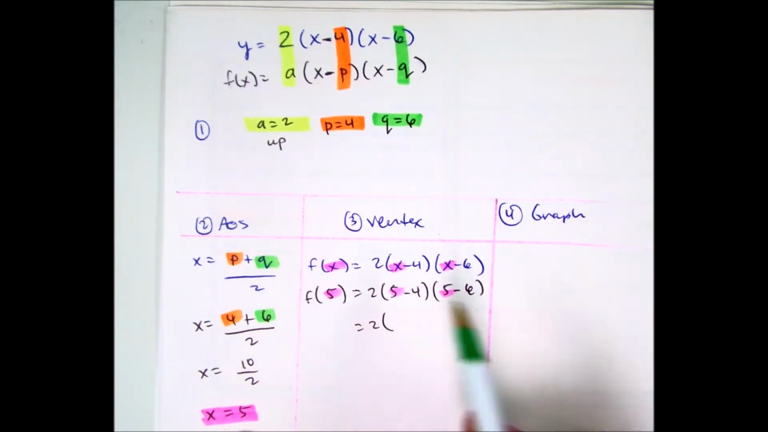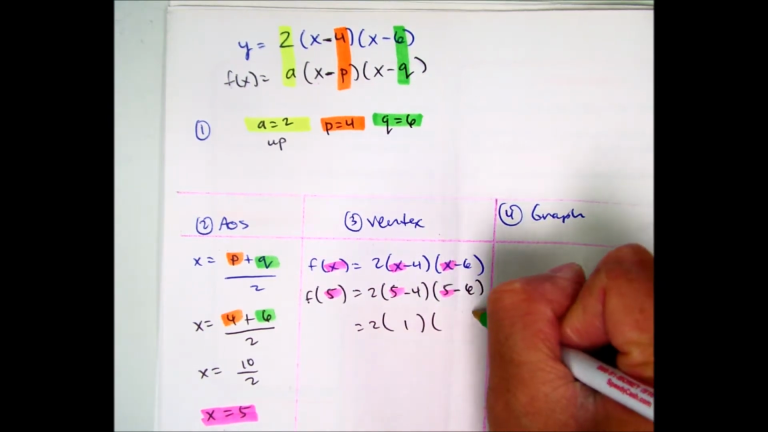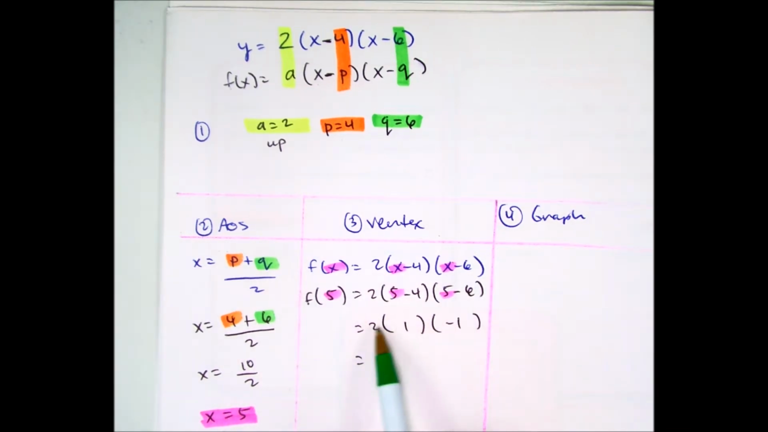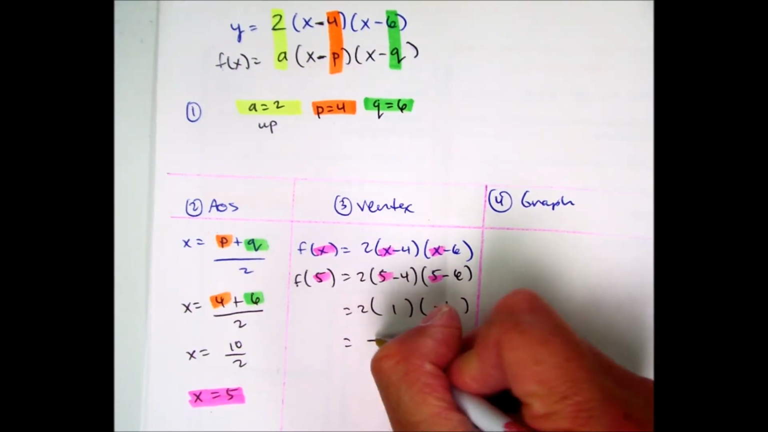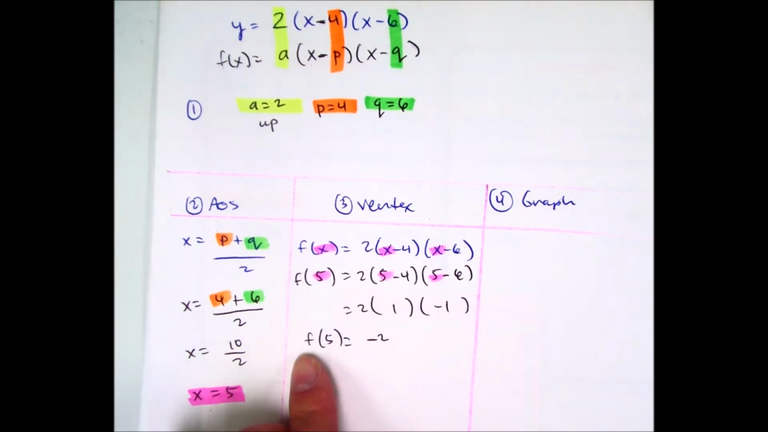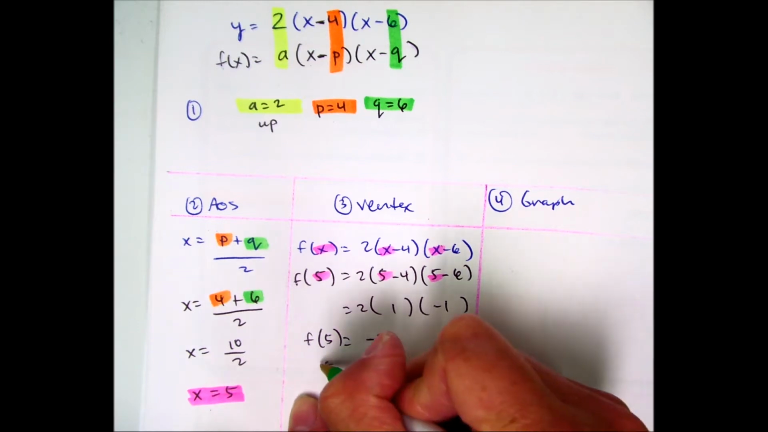Class, what is 5 minus 4? 1. And 5 minus 6? Class, what's 2 times 1? 2. And 2 times negative 1 is negative 2. My fault. So f of 5 equals negative 2. That means the ordered pair is (5, negative 2).